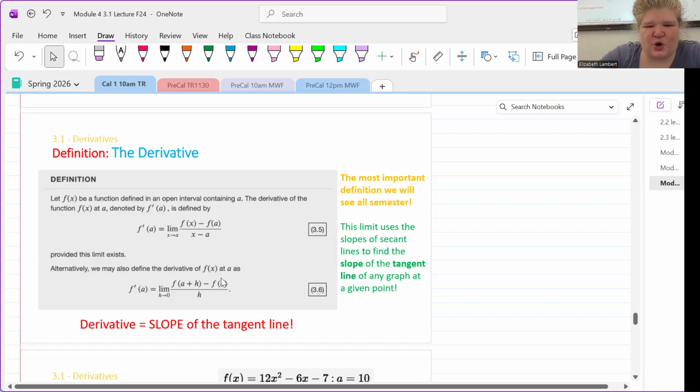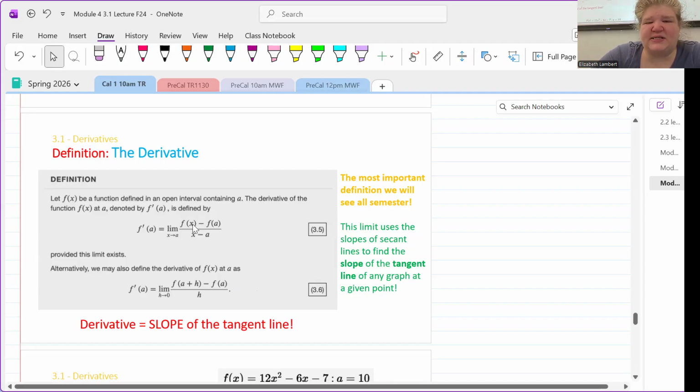I don't know, just the older books would only explain it from this perspective. So we didn't always use the x minus a perspective. Technically, though, either one works. And there are a few problems where the limit as x approaches a is actually easier to work than the limit as h goes to 0.